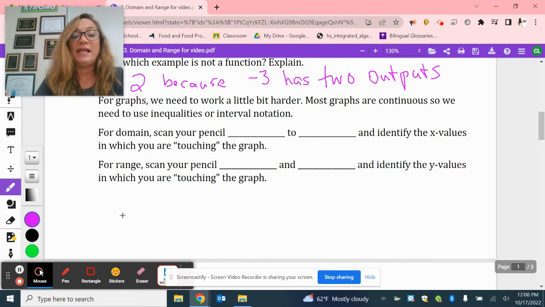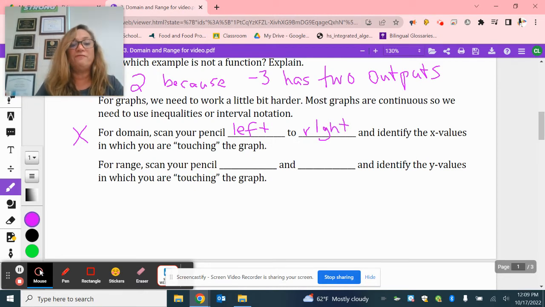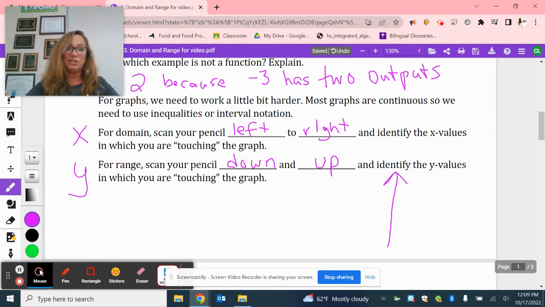For domain, scan your pencil. Remember, domain is the value of x's, and x's go from left to right. For range, remember that's the value for y's. I know this sounds strange, but I'm going to say from down to up. I really want you to go from down to up because in mathematics, it just makes more sense for people to start with smaller numbers. If you look at a y-axis, the negative numbers are on the bottom. So we want to go from down to up.